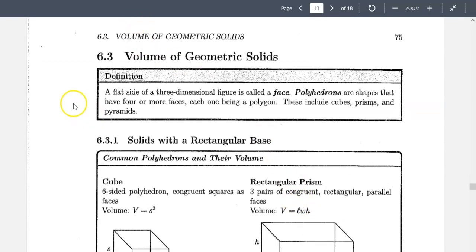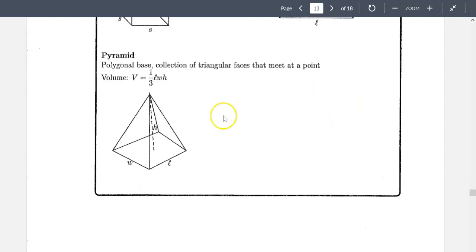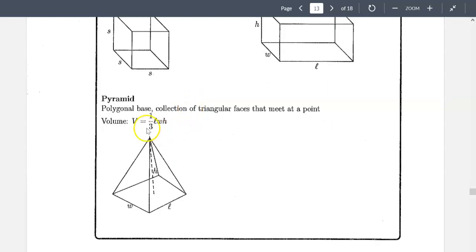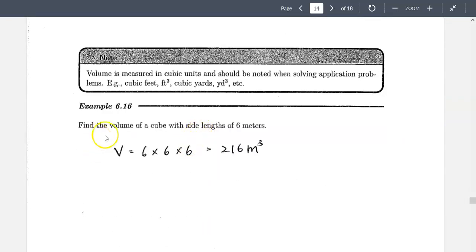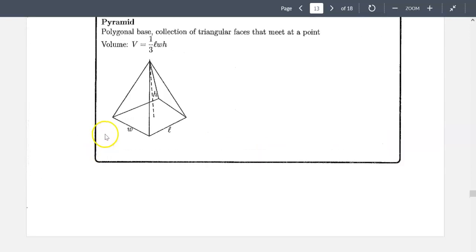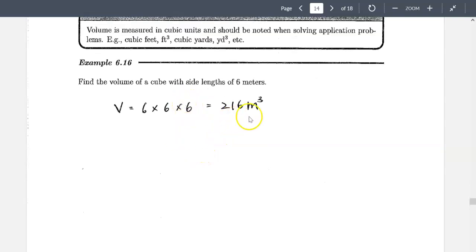Last but not least, we're moving on to volume. Volume is for 3D, three-dimensional solids. So here are some formulas for a cube, a rectangular prism, and a pyramid. Now notice the pyramid is the only one with 1/3. Okay, so let's use this. If you have a cube with all sides 6 meters, using the formula here, 6 to the 3rd power, so 6 times 6 times 6 is 216. Notice the unit is meters cubed. It's 3D, that's why it's cubed. It's meter times meter times meter, so it's meters cubed.